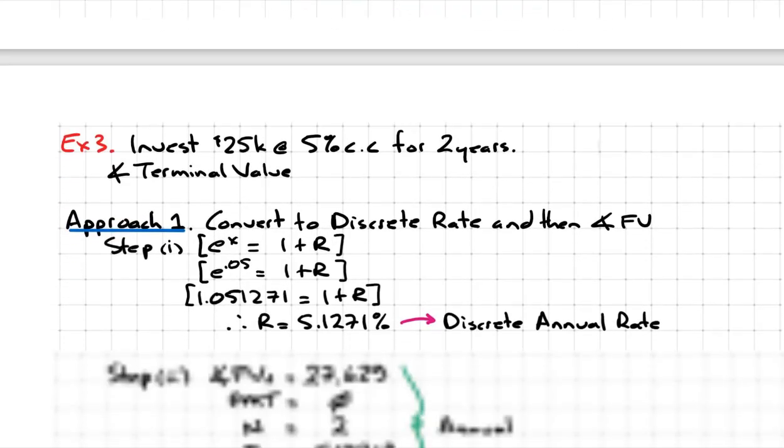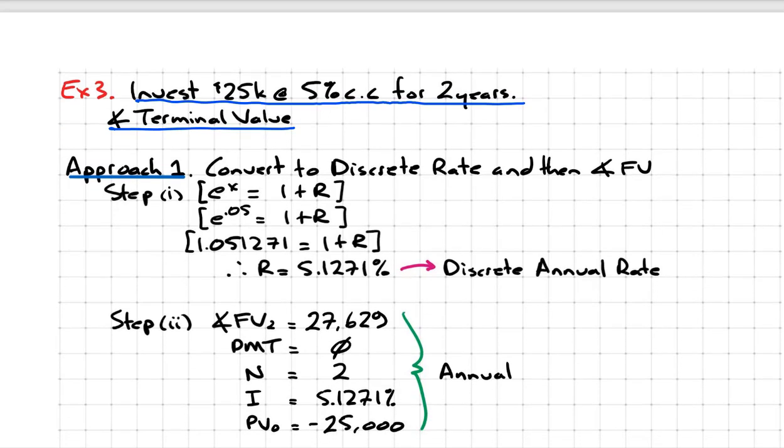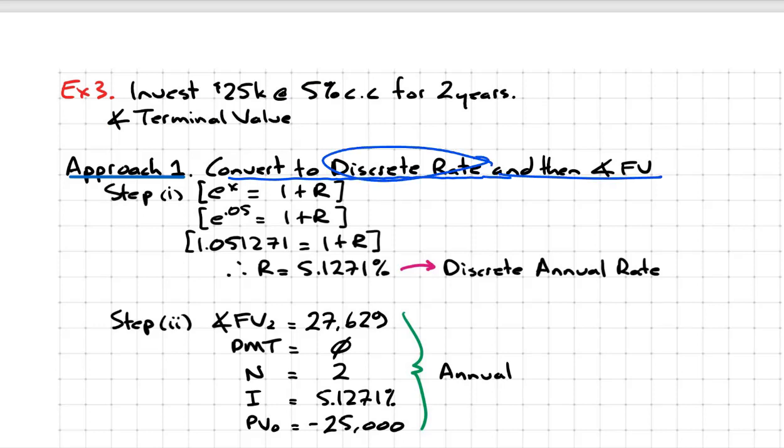Let's look at a third example. We invest $25,000 at 5% compounded continuously for 2 years. Once again, we like to see what the terminal value is. Now for this, because it's continuous compounding, I'm going to show you 2 approaches, and you could decide which one works better for you. The first approach is to simply convert from continuous to discrete, and then just use a discrete rate to calculate the future value.